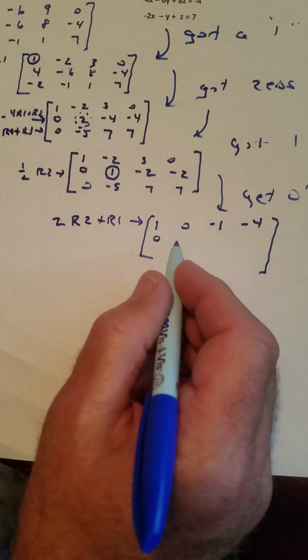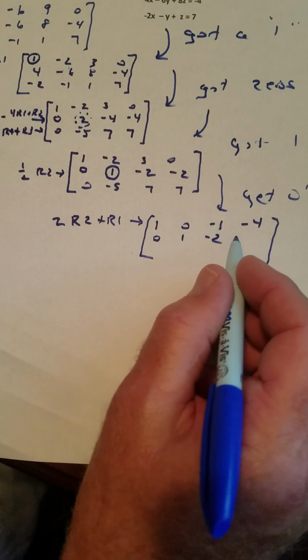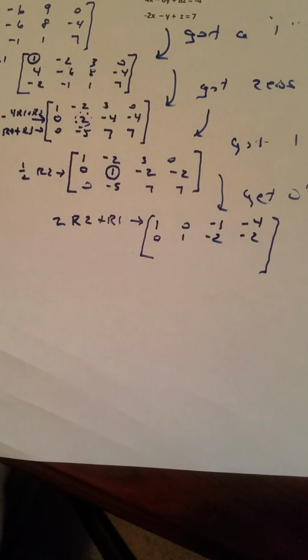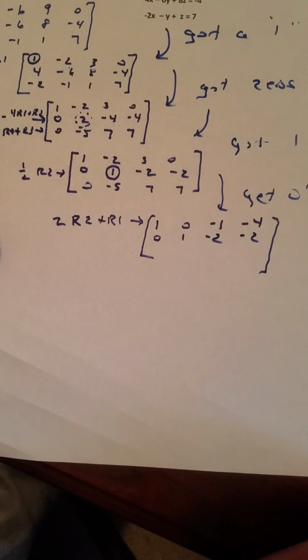Middle row stays the same. By the way, you cannot change all 3 rows at the same time. There's times you can change 2 of them. We're going to change 2 of them now. When you get zeros, you can do more than 1 row. When you're getting a 1, you only change 1 row.